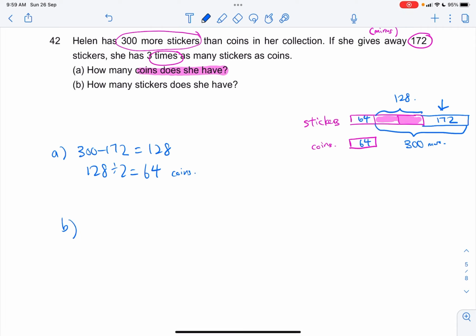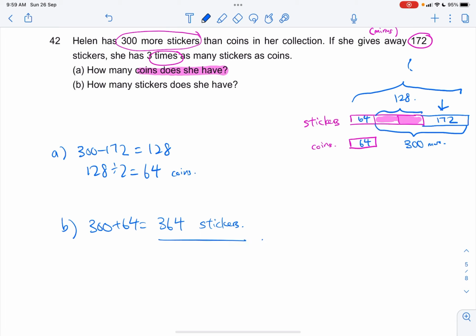B, how many stickers does she have altogether? You will need to find everything. Okay, so we have 364. So 300 plus 64 will give me 364 stickers. So 64 coins for A, 364 stickers for B.